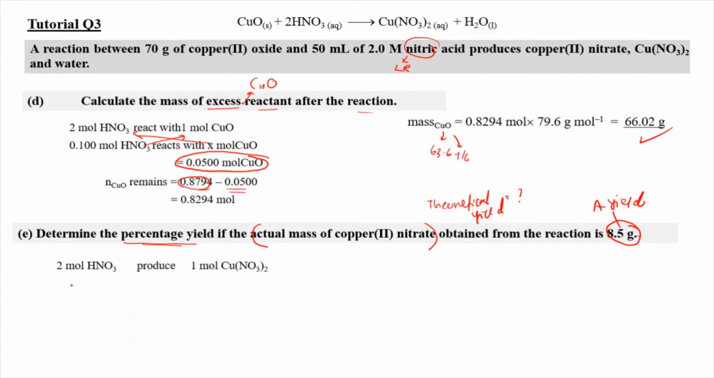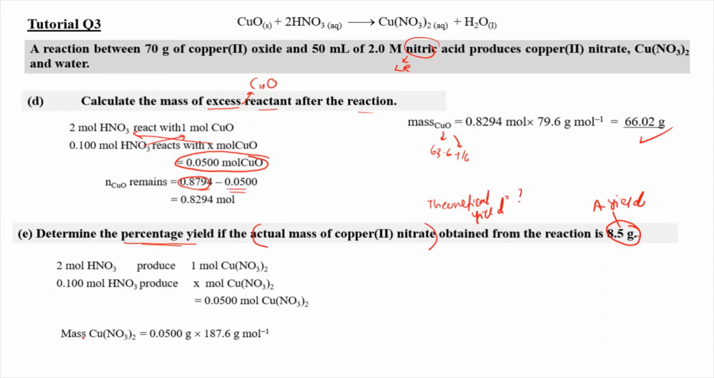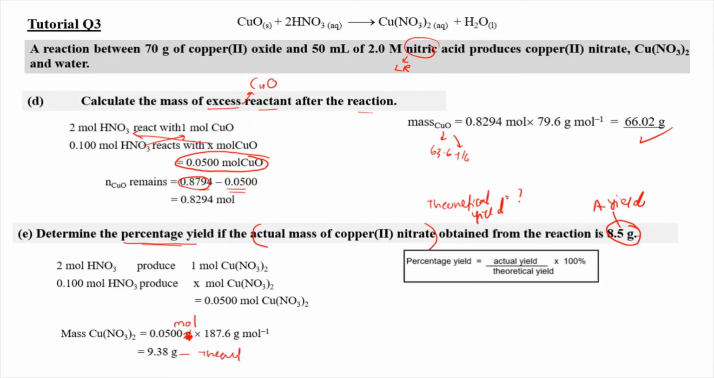So in order to do that, 2 mole of HNO3 is going to produce 1 mole of copper nitrate here. So the number of mole of the nitric acid, which is the limiting reagent, is 0.1, producing X mole. So you know that the number of mole of copper nitrate will be 0.05 mole. And you can find the mass by multiplying 0.05 mole by its molar mass. So once you do the maths here, you're going to get 9.38 gram. So this one is the theoretical yield.